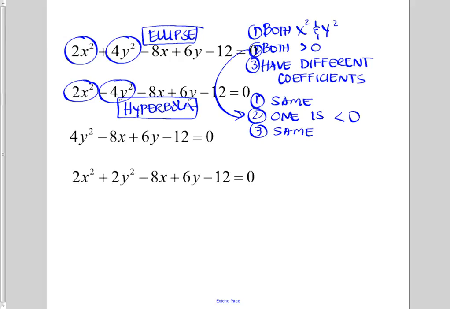If we look at this next one, this is probably the easiest one to spot. Because here I have y squared, but there is no x squared. So we're going to say only 1 squared variable. If there's only 1 squared variable, then this is going to be a parabola.